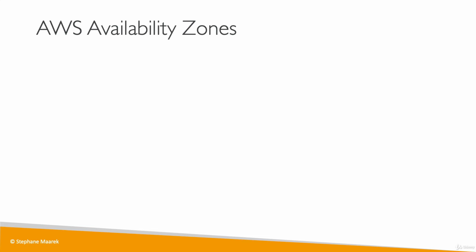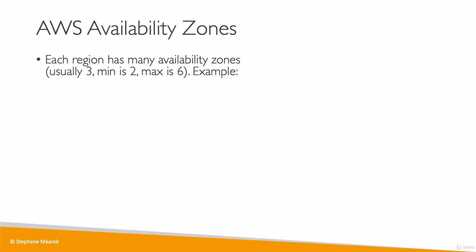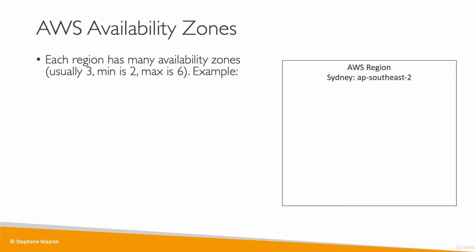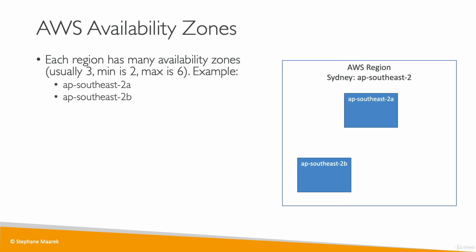Now, availability zones are what actually go into the region. So each region will have many availability zones, usually 3. The minimum is 2 and the max is 6, but really the usual is 3. So let's take the Sydney region as an example. The Sydney region code is ap-southeast-2. So we're going to have 3 availability zones in Sydney: ap-southeast-2a, ap-southeast-2b, and ap-southeast-2c.